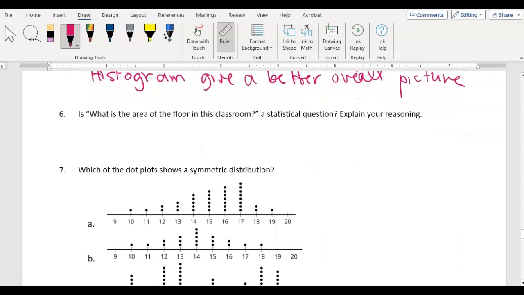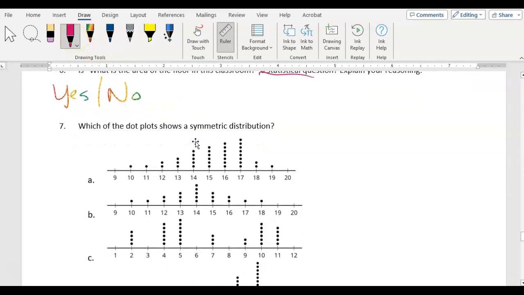It says, what is the area of the floor in this classroom? A statistical question. Explain your reasoning. You need to tell me. I'm not going to tell you. Yes or no, and why. Is that a statistical question? Are there multiple possibilities to answer that?